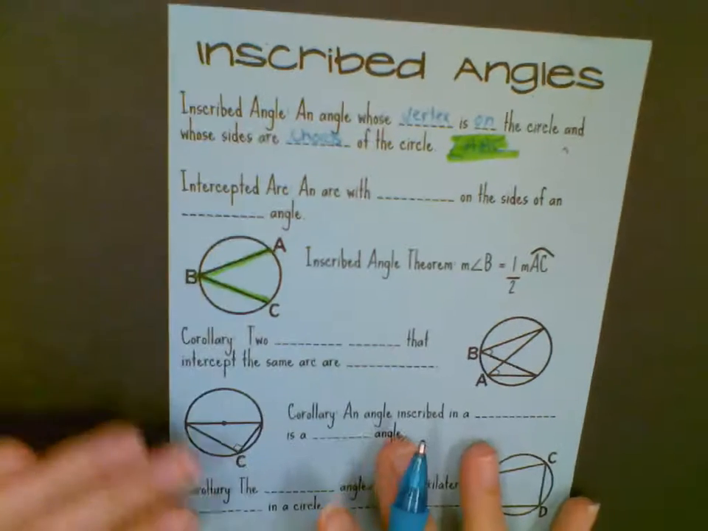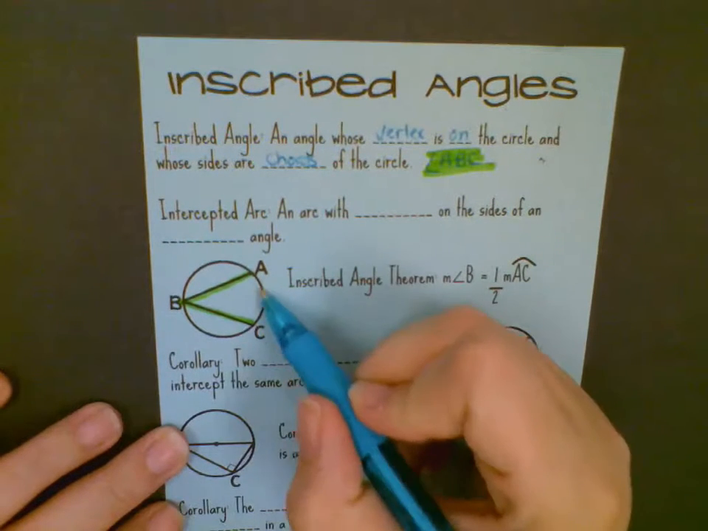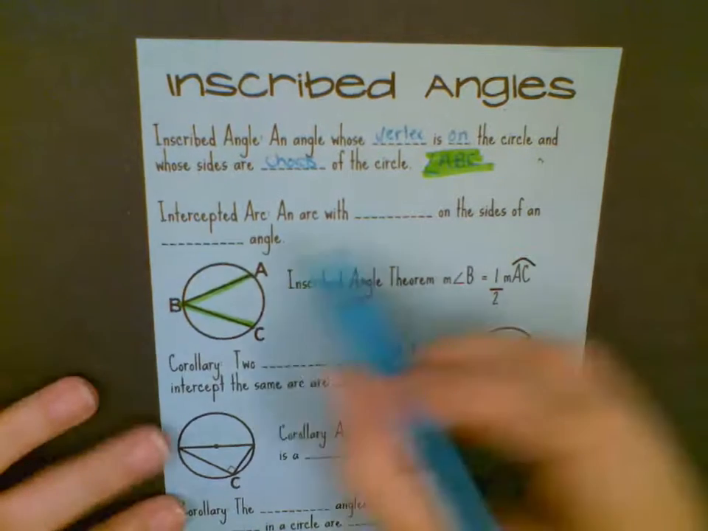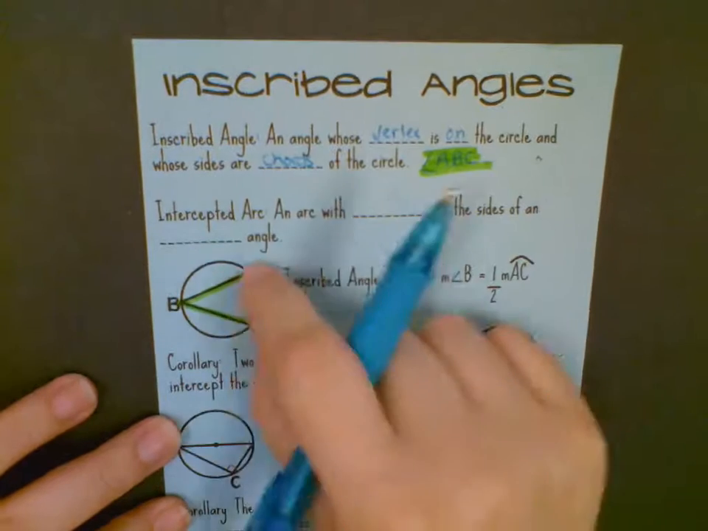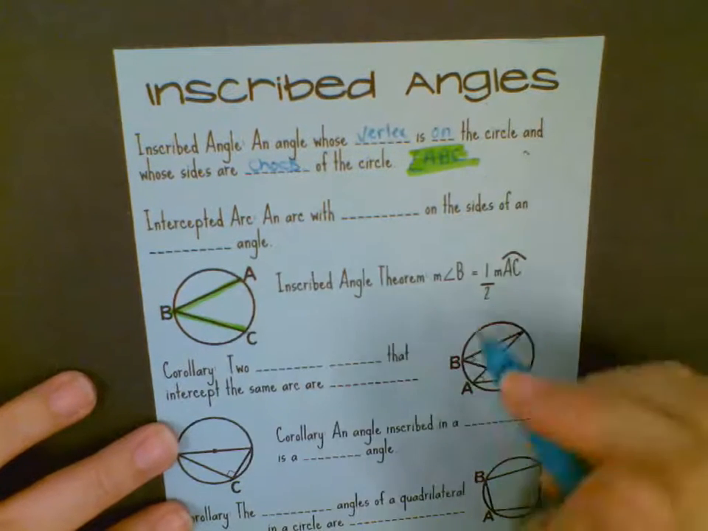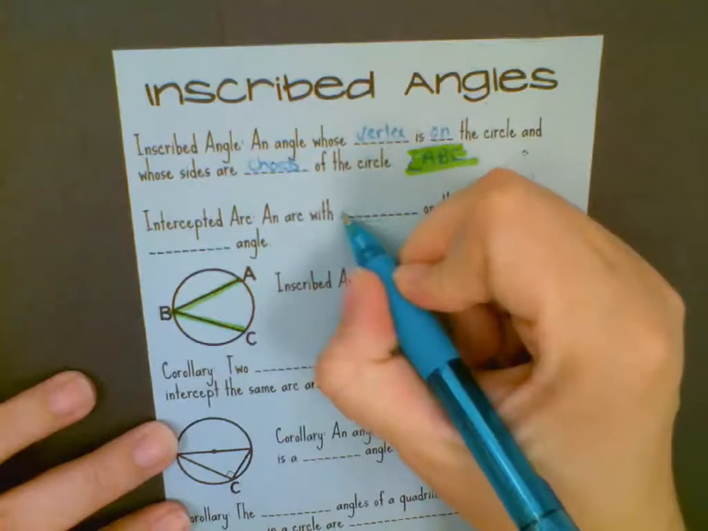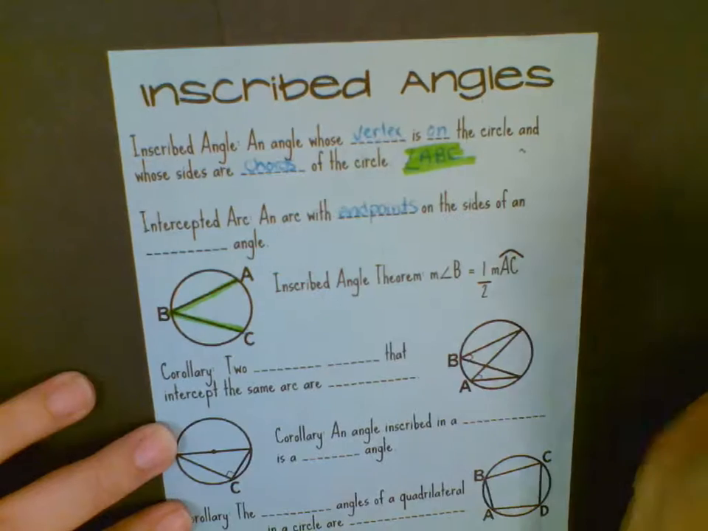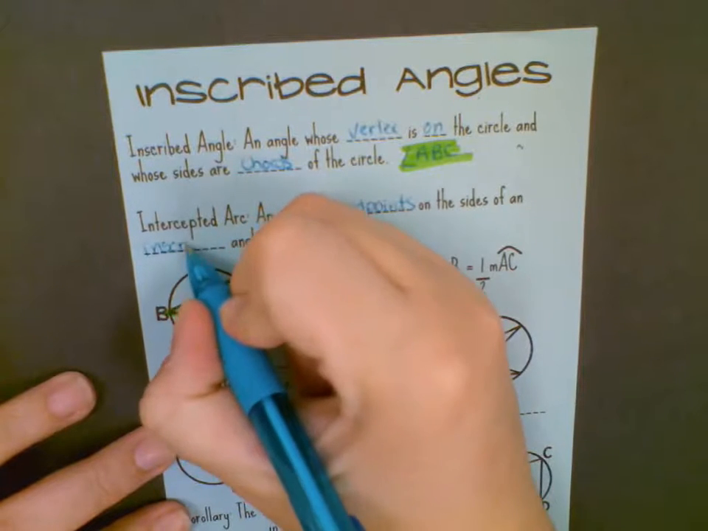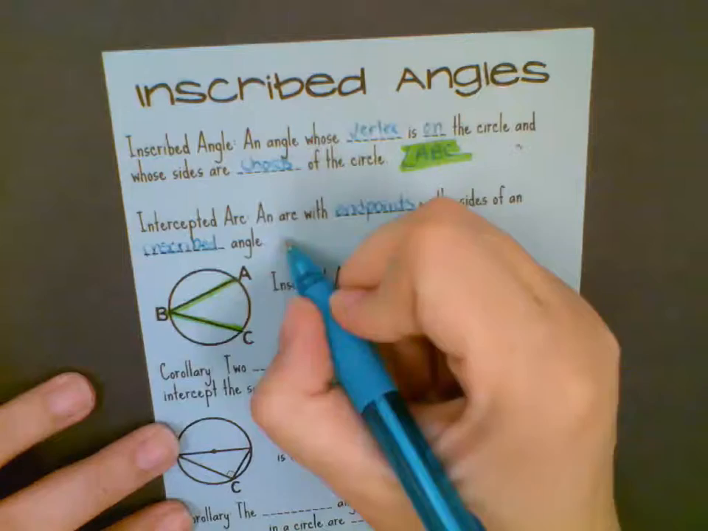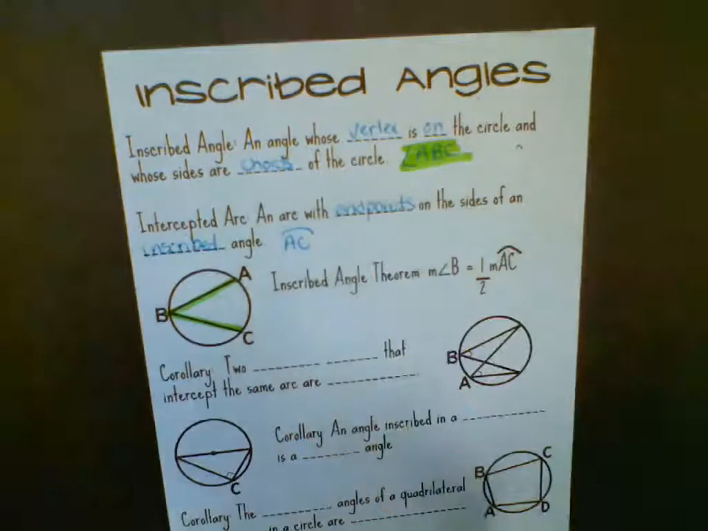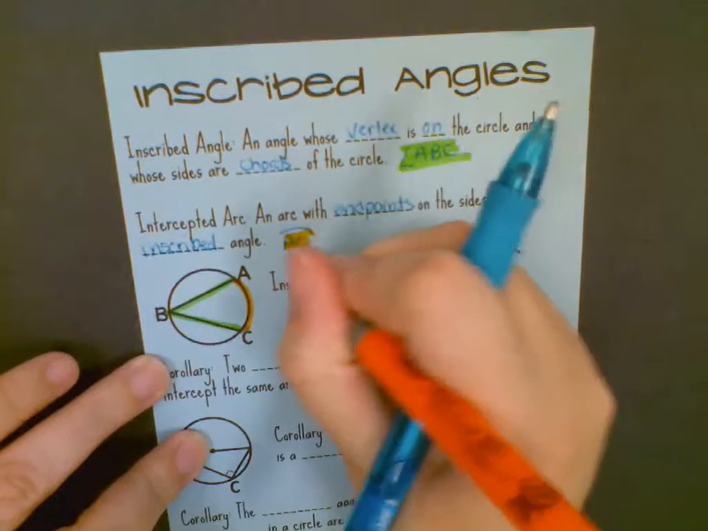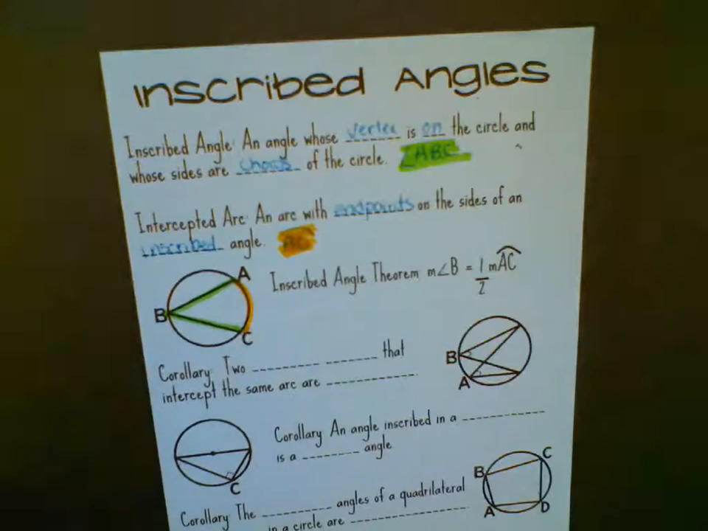So if you notice, we have the arc that it intersects, like where it cuts off. If we got rid of that, that would be just this part of the circle. And that's called an intercepted arc because that angle is intercepting it. It's meeting it. So it's an arc with endpoints on the sides of an inscribed angle. So that would be arc AC, like what we just talked about. So this arc is arc AC, and that's an intercepted arc.